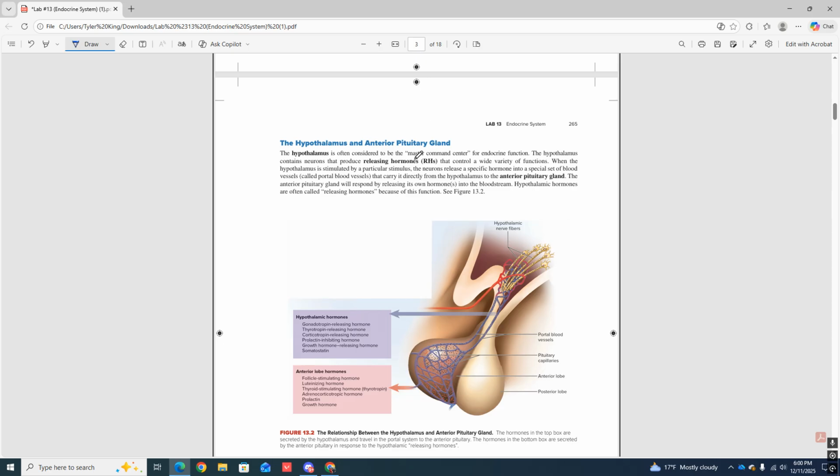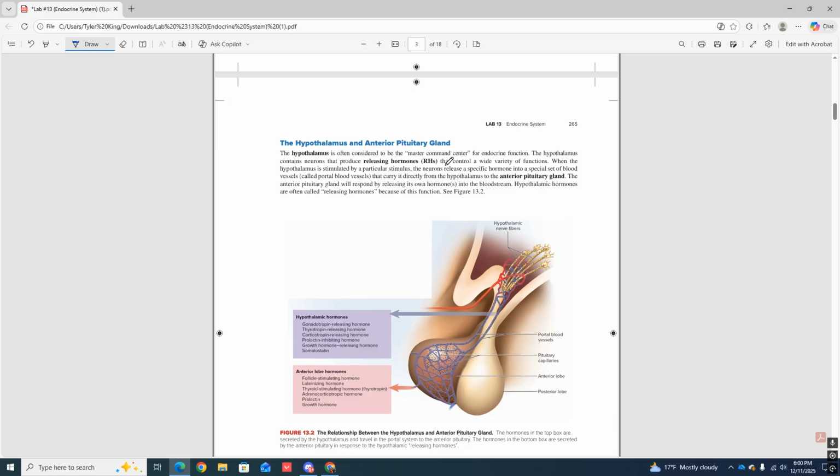When the hypothalamus is stimulated by a particular stimulus, so if you have a low threshold for hormones, so let's say your testosterone levels are down, your hypothalamus is going to get word of that, okay? Something's going to go and tell that guy that your testosterone is low, so what's going to happen is that it's going to start releasing these releasing hormones, okay?